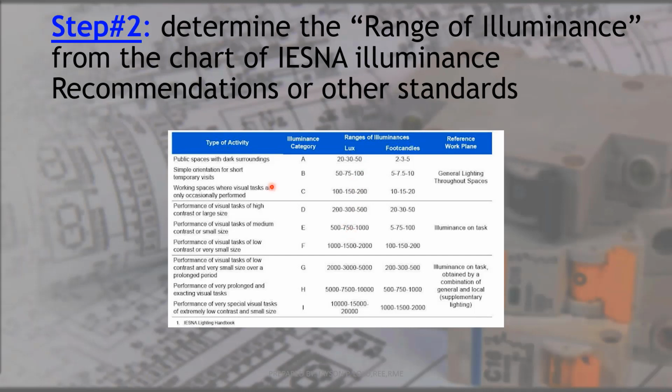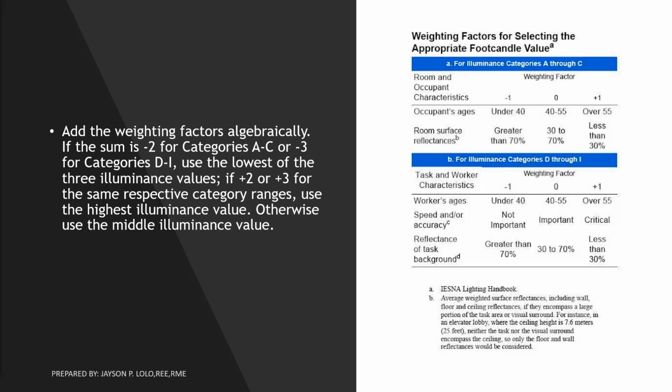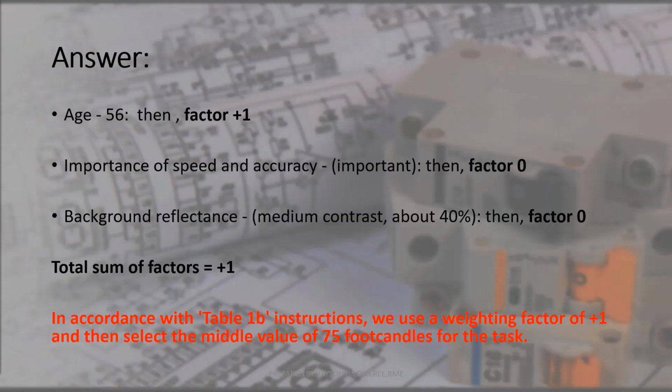lux. Okay? So, sir, why you're using 750 and 75? Because the value is other than negative 2, 3, 2, and 3, and it was negative 1, positive 1, therefore you will use the middle value. So, the final answer for that example number 1 is 75 foot candles for the task, or 750 lux.